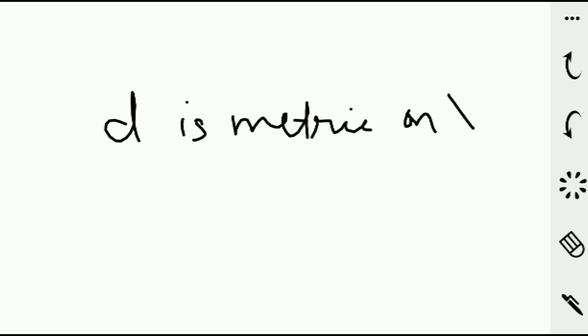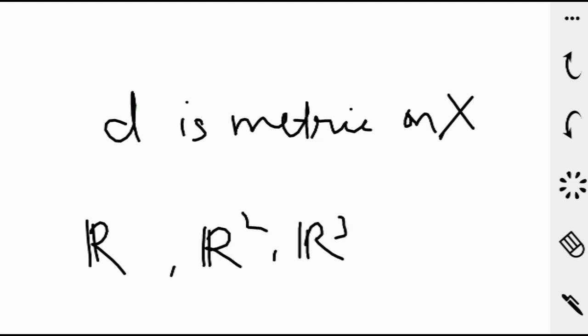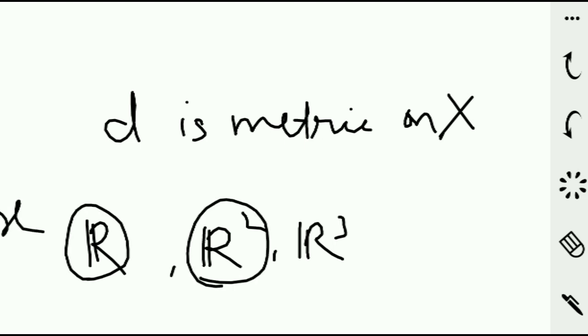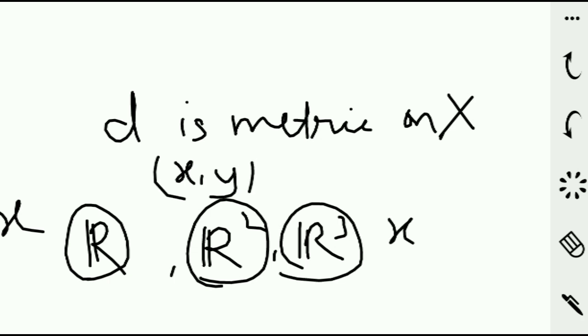So we can say that D is a metric on space X. And what could your space be? Your space could be anything. For example, it could be the real numbers, R squared, or R3. R means a single coordinate x, R squared means 2D, so you have coordinates like x, y, and R3 means 3D, so you have coordinates like x, y, z.